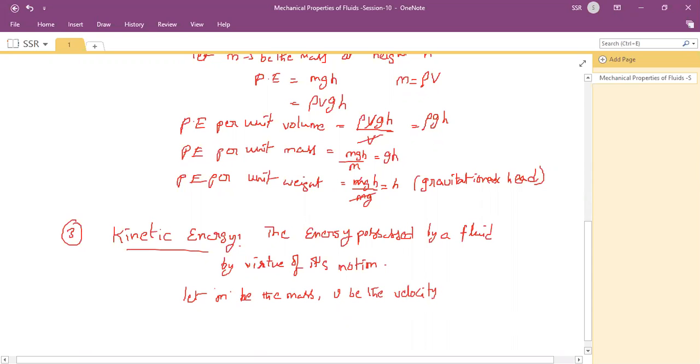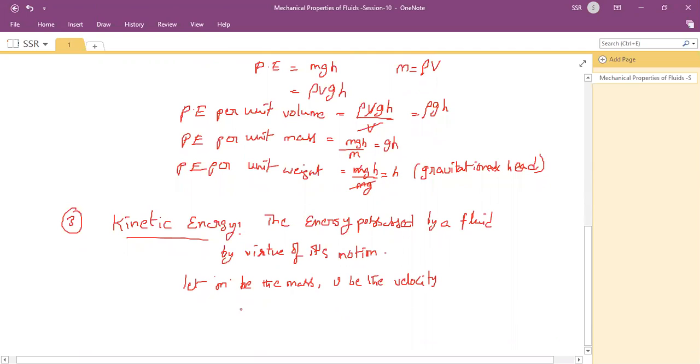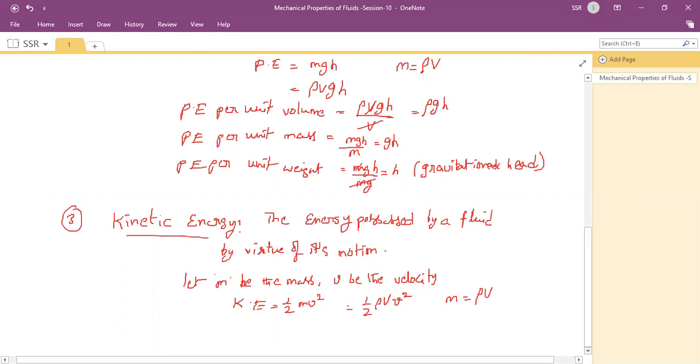Then its kinetic energy K is equal to half m v square. This is the kinetic energy possessed by the fluid because of its motion. Then you can write in terms of density. Half m, you can write rho V into small v square, because m is equal to density into volume, rho into capital V. This is about kinetic energy.